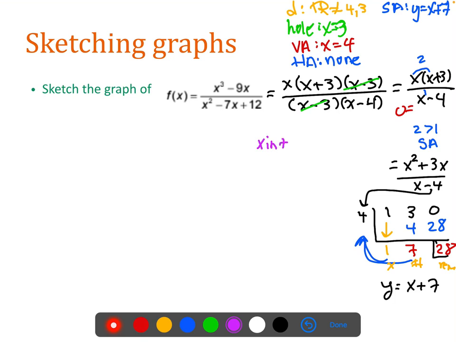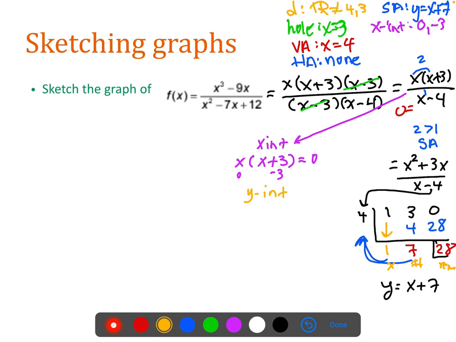Now we have to find our x and y intercepts. So our x-intercept means that we take our top, and I'm going to go back to that fraction because he's already factored, equal to 0. So it gives us 0 and negative 3. So we have two x-intercepts, one at 0 and one at negative 3.